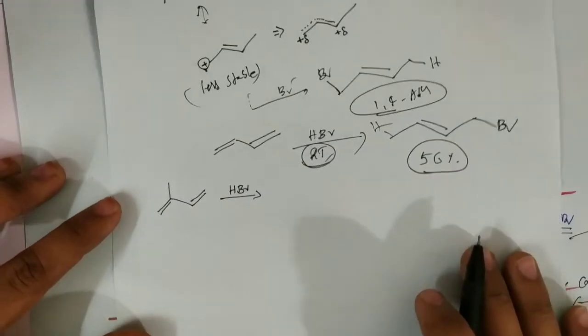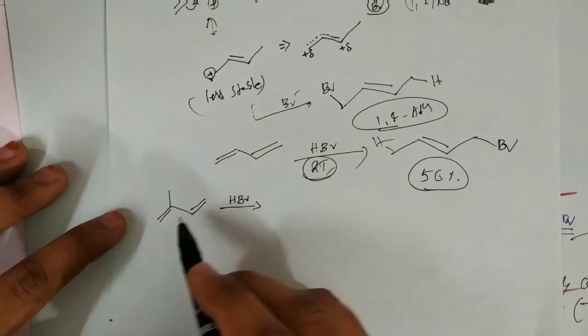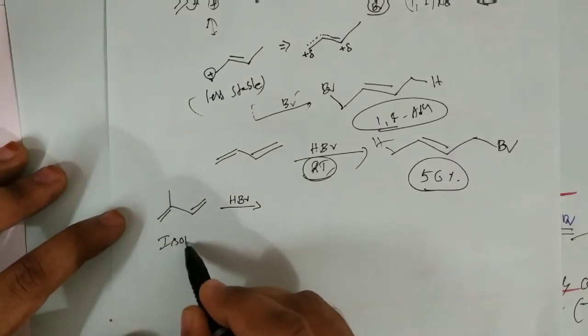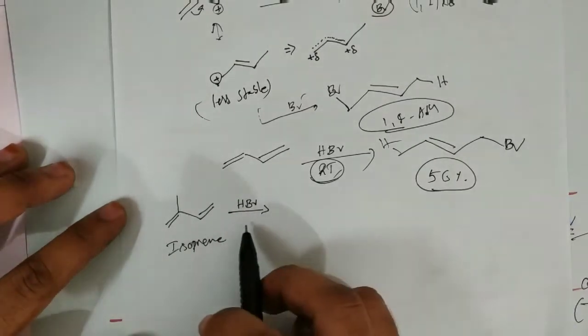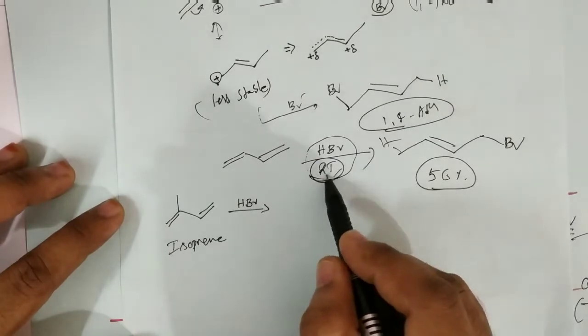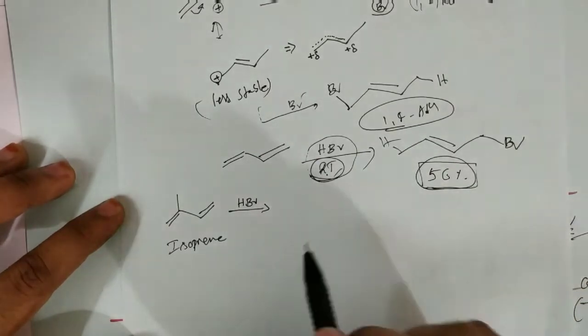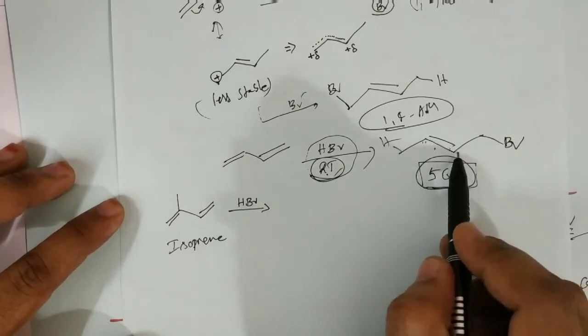For the HBr addition, 56% 1,4 addition product is formed at room temperature. Okay, so here similarly we can see one previous JEE Advanced question. This is isoprene, and this isoprene reacts with HBr. Of course, in that exam the temperature is not mentioned. But here, for HBr, even at room temperature, the major product is the thermodynamically controlled product. That means the highly stable alkene is formed as the major product.